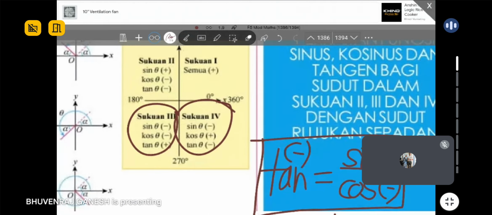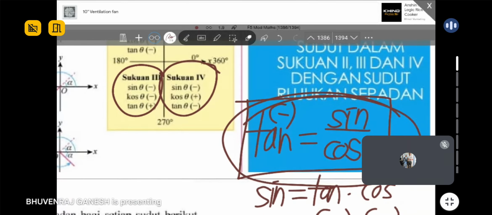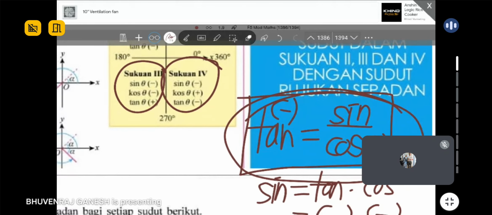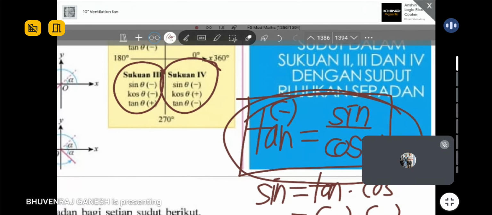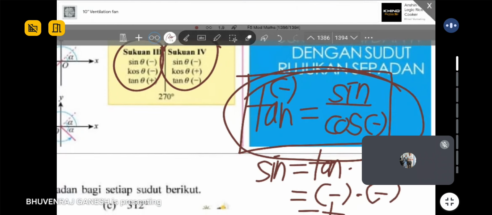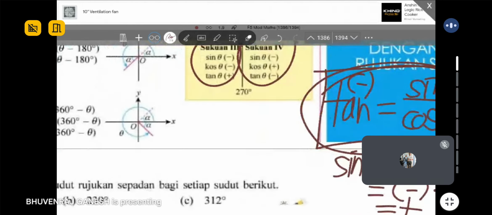So kalau kamu tak boleh hafal, cannot remember, remember this. Tangent equal to sine over cos. Then kamu gantikan nilai sine atau tangent, then kamu boleh cari nilai cos. Okay? Senang macam tu saja. Easy as that. Are you all clear, guys? So make sure you all remember your formula. Tangent is equal to sine over cos.